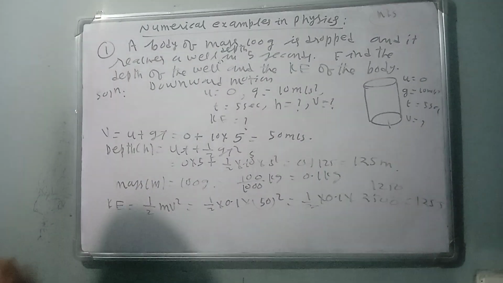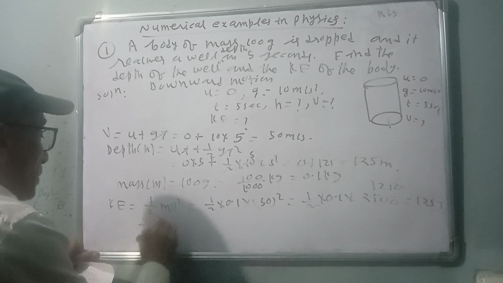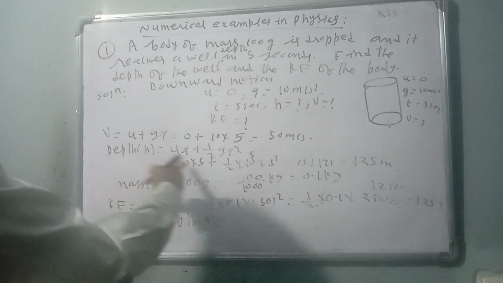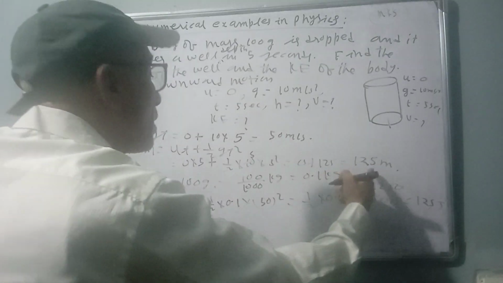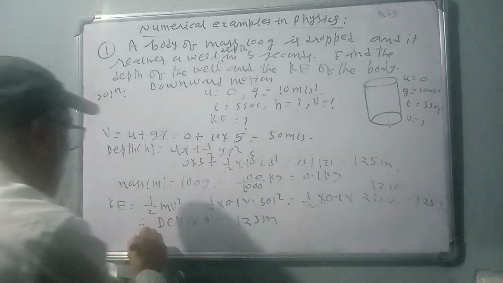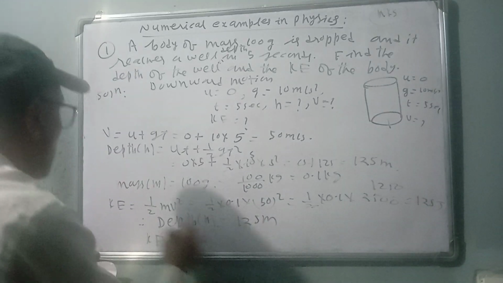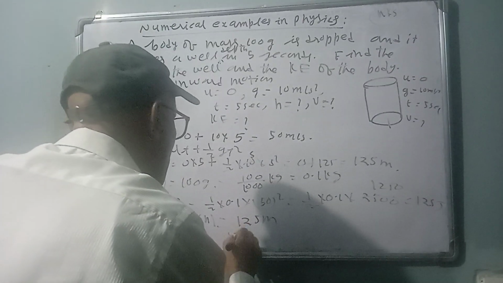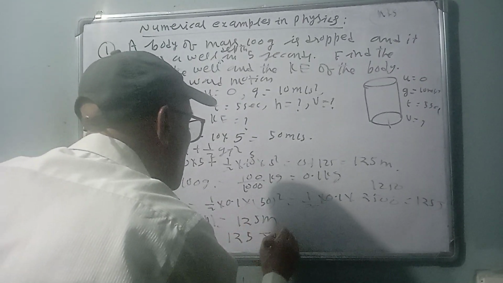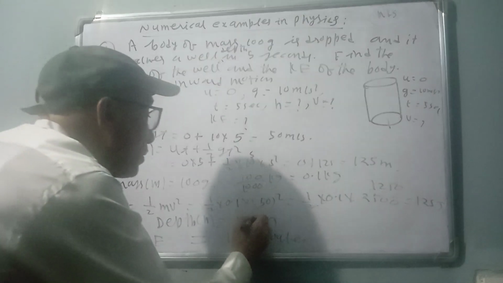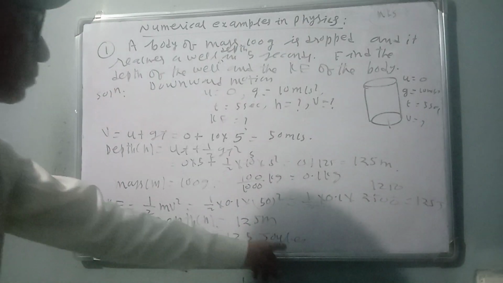So what you have to find? Depth of the well. The depth of the well comes out as 125 meter, and kinetic energy comes out as 125 joule. By chance, the values are equal: 125 meter depth and 125 joule.